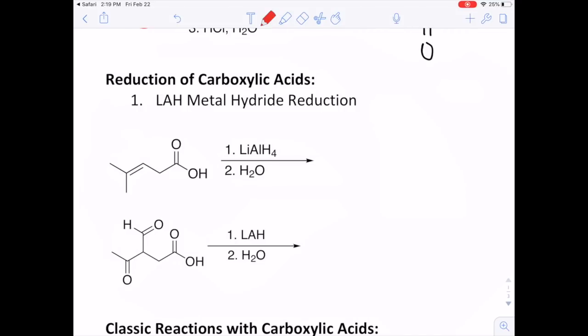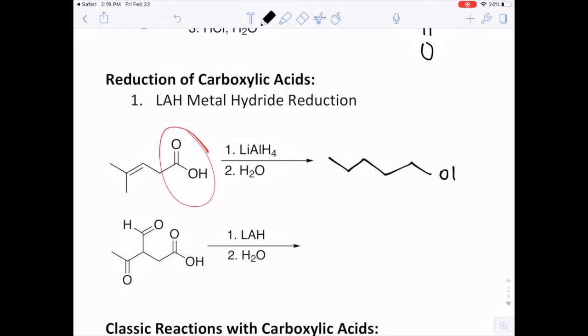LAH is also only carbonyl specific, so the only things that LAH can reduce are carboxylic acids, aldehydes, and ketones. It won't touch any alkenes. So just know that the carboxylic acid is what's going to be reduced to a primary alcohol. My carbon count is 1, 2, 3, 4, 5. So 1, 2, 3, 4, 5.